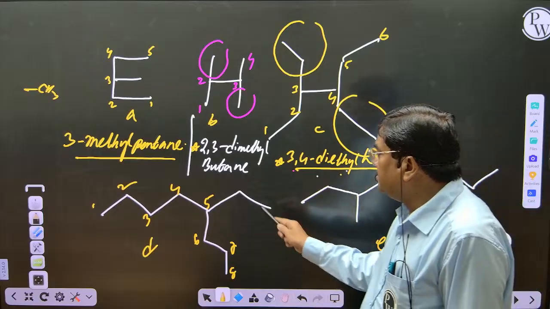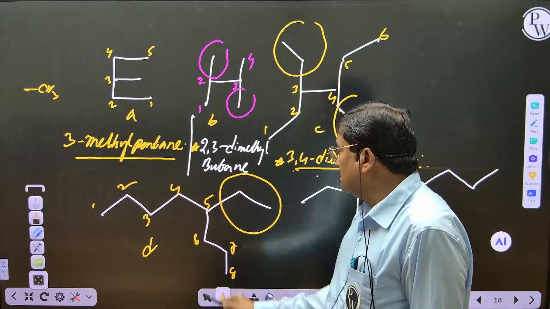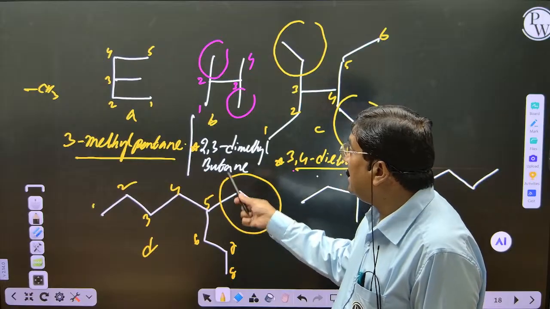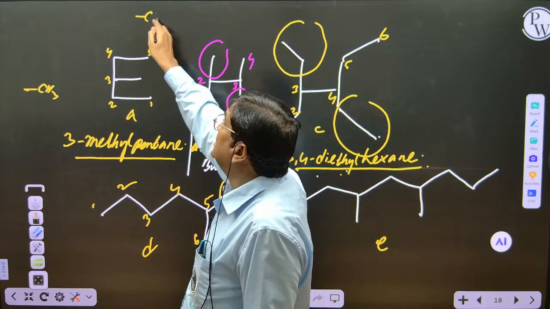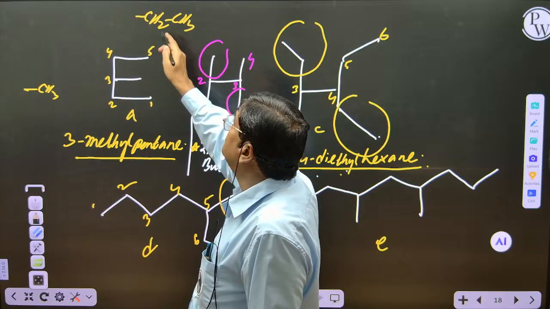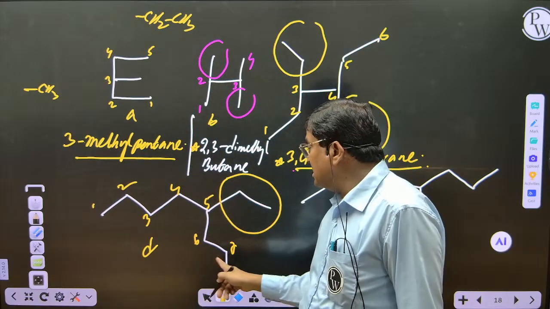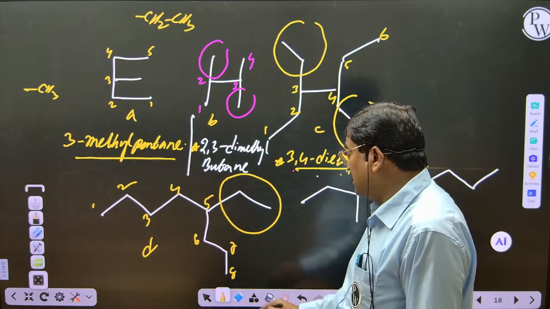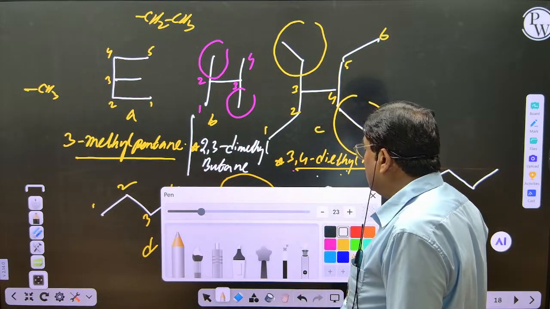Then what is the group attached at fifth carbon? Can you recognize this group? Ethyl. You remember I wrote here how ethyl looks: CH2, CH3. This group is ethyl, we wrote it in the previous class. Now at what carbon is it attached? Fifth carbon. So you have to mention 5-ethyl.